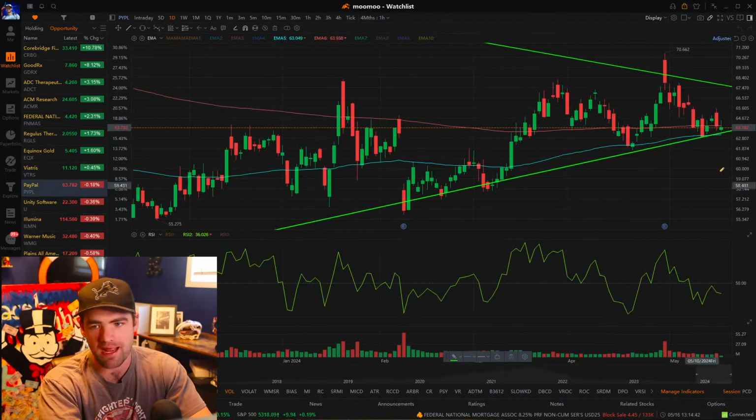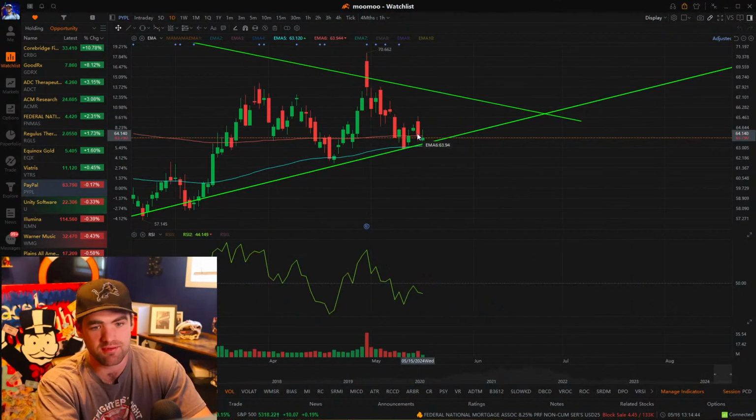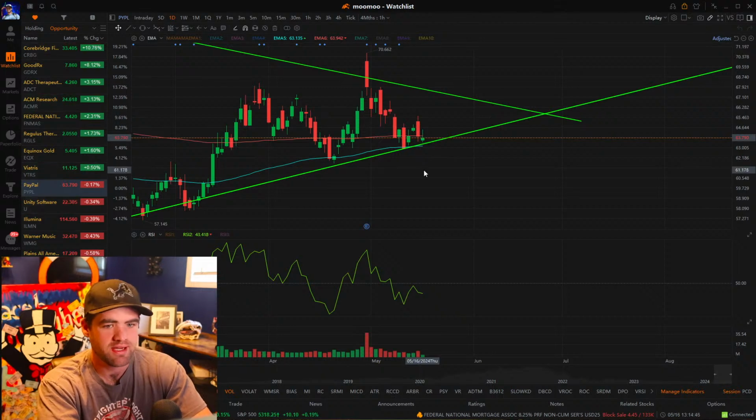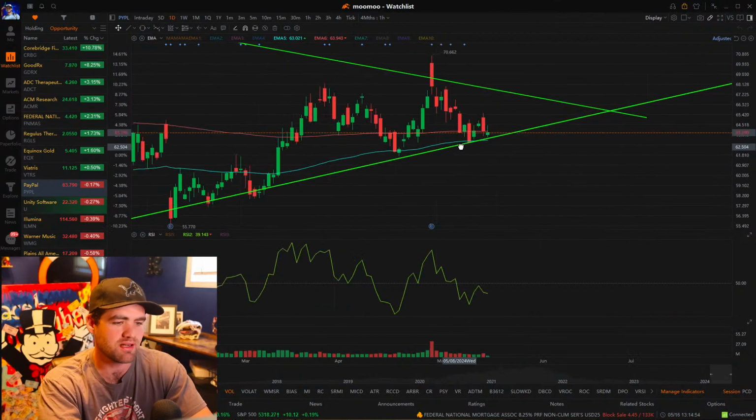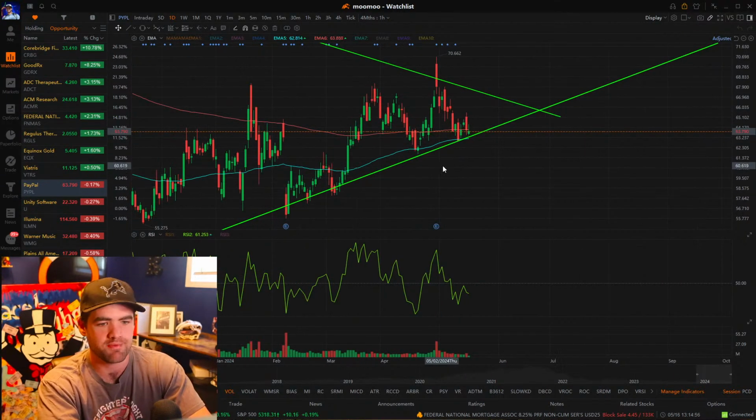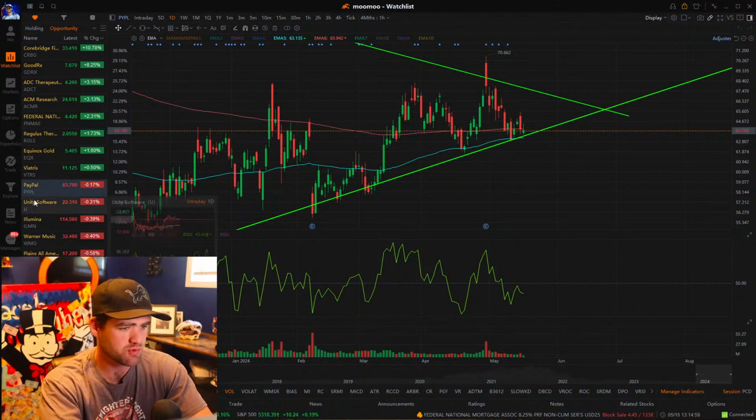All right, now we got PayPal. PayPal has been moving and grooving right on this trend line here. You guys can see that it pretty much hits it, and each and every time we're just getting this natural buying pressure. So there could be a nice move there. PayPal is a good play with that good trend line.